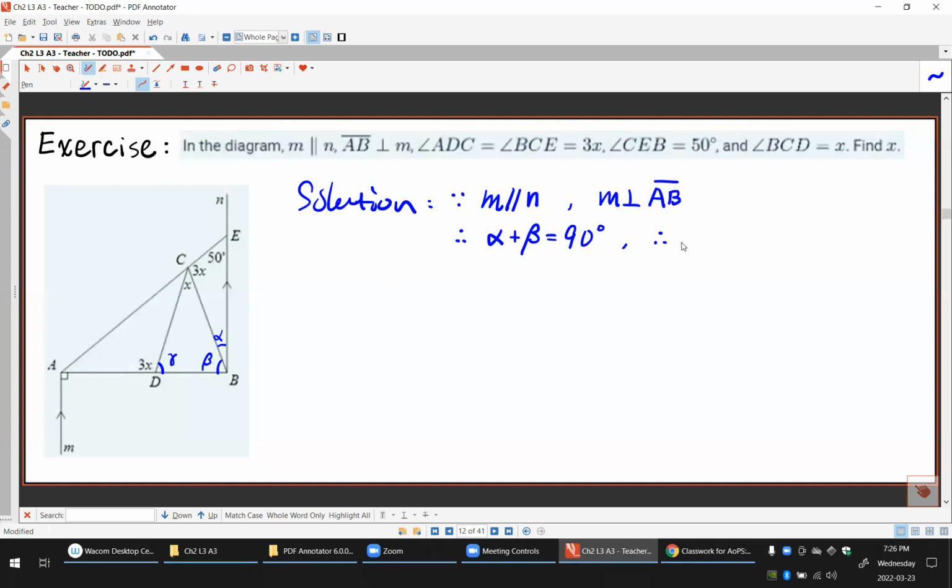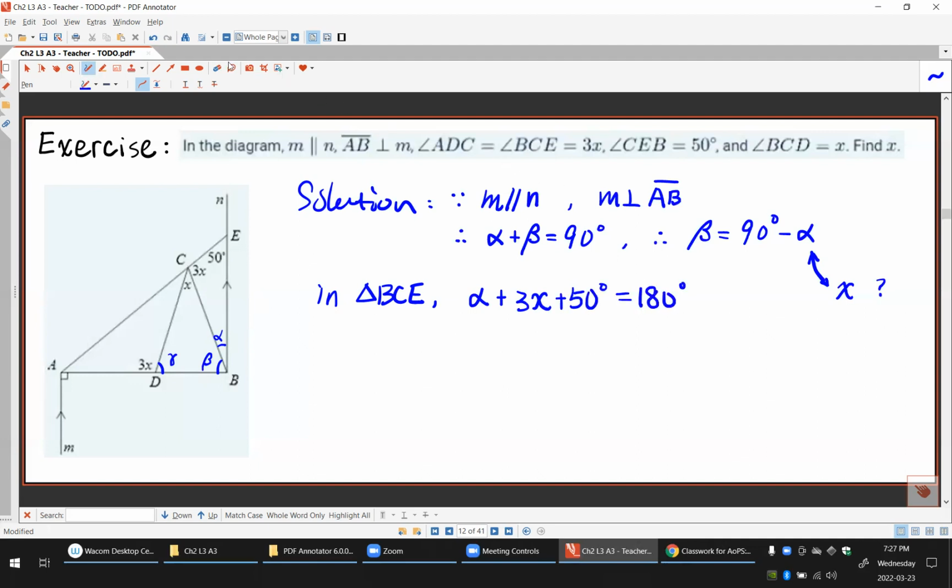Therefore, we can express beta using 90 degrees minus alpha. Remember that our goal is to represent angle beta using x, right? So we need to establish the relationship between alpha and our x. Luckily, we can use the triangle BCE. In triangle BCE, the sum of the interior angles is 180 degrees, right? Therefore, we have alpha plus 3x plus 50 degrees equals 180 degrees, right? Can you follow me? All right, therefore, we can successfully represent alpha using x.